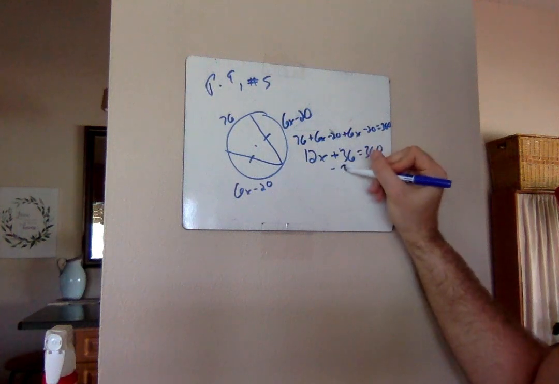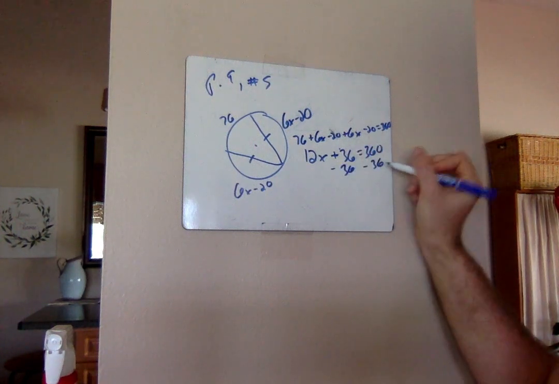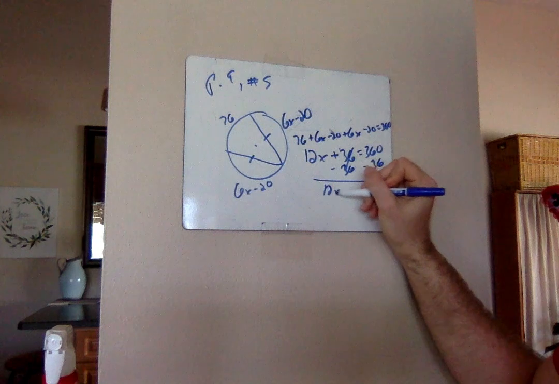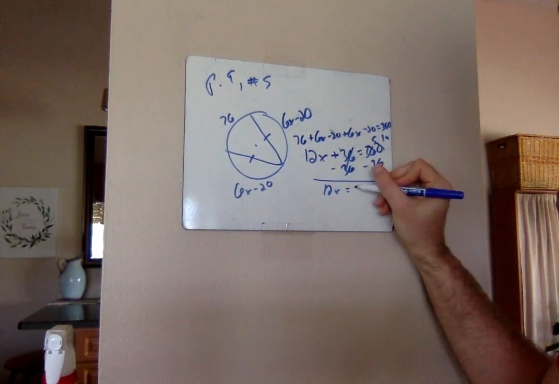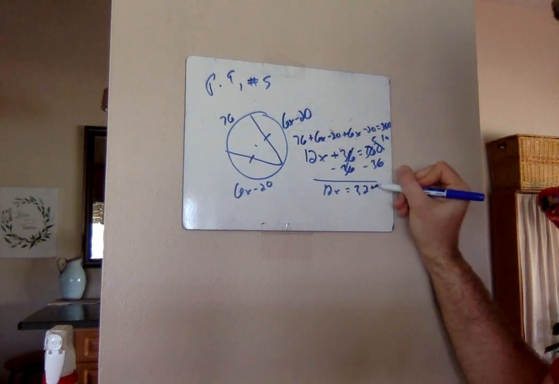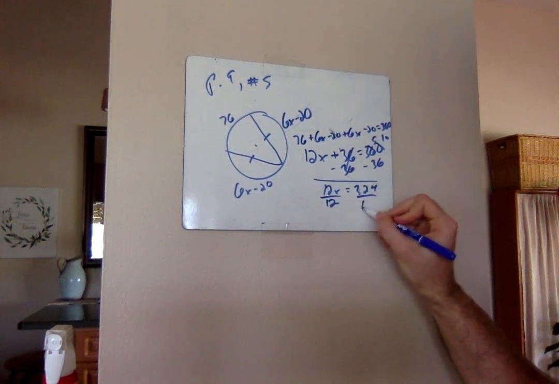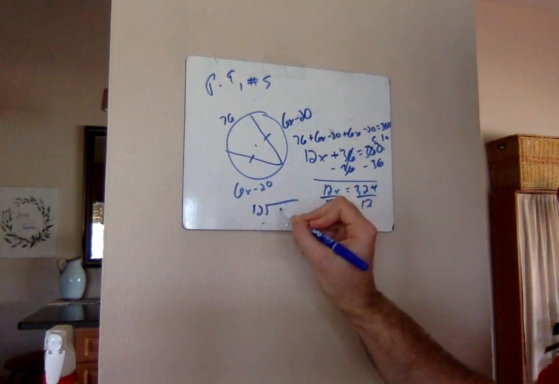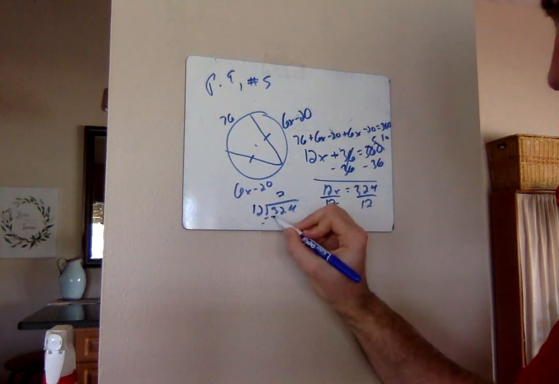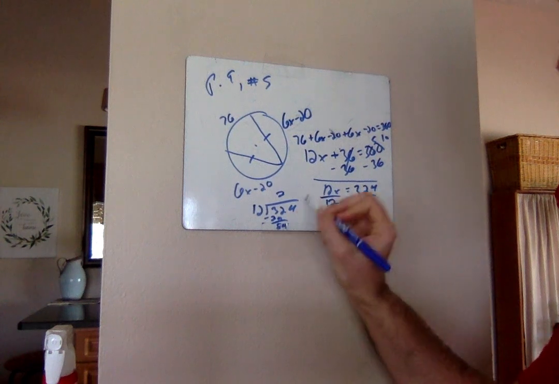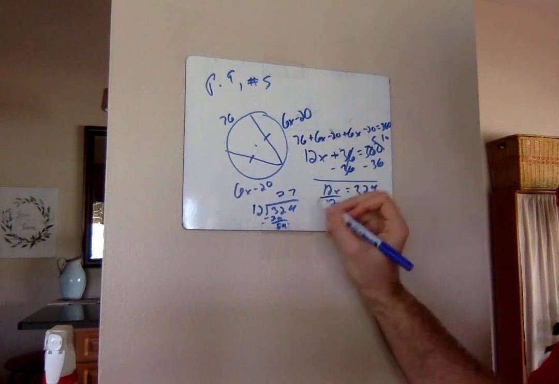Then it's really just a two-step equation, right? So I get 12x equals 324. Do some division, and I'm going to be really brave here and do this without a calculator. Of course. So minus 24, and I get 8. So I think it's 27.